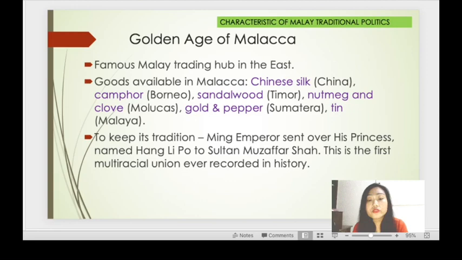Also, to keep its tradition afloat, the Sultan of Malacca enlisted the help of the Chinese, mainly the voyages of Admiral Cheng Ho between 1440 to 1433. Malacca prospered, and not long later, the Ming Emperor bequeathed a Chinese princess named Hang Li Po to Sultan Muzaffar Shah. This is very famous, like Hang Li Po. This is the first multiracial union ever recorded in history.